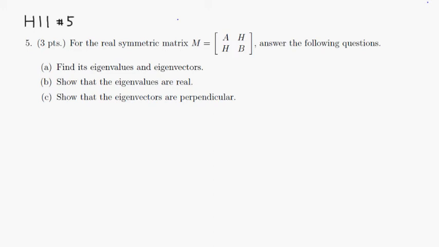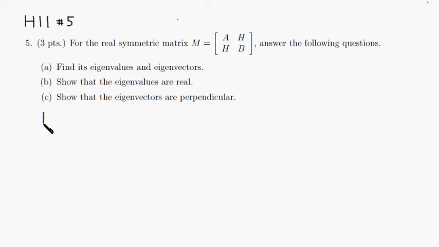Okay, let's look at homework 11, problem number 5. So we have this symmetric matrix, [[A, H], [H, B]]. Then we want to find the eigenvalues and eigenvectors. So let's set up the same.